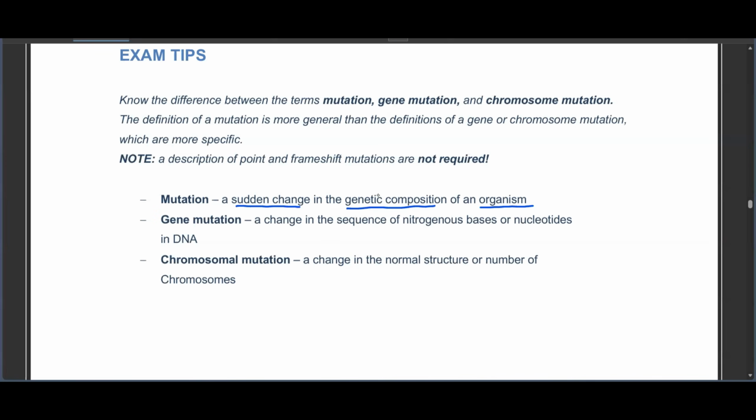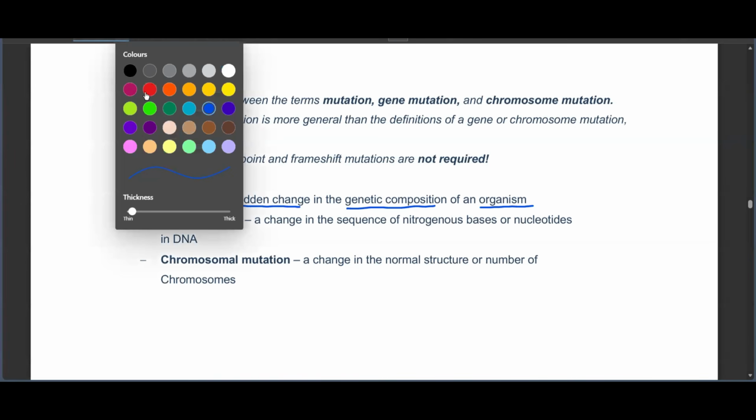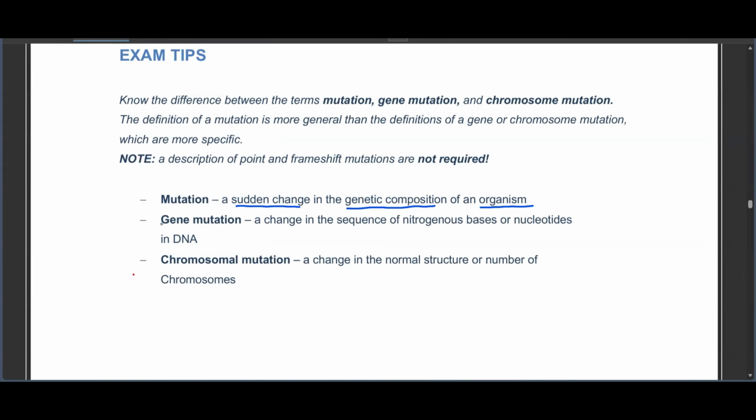Okay, so basically we have got two types of mutations to consider here. We have got a gene mutation as well as a chromosomal mutation, right? So the gene mutation happens when there is a change in the sequence of the nitrogenous bases or the nucleotides in DNA. Remember, guys, we already talked about this one in term 1. We say that a mutation or a gene mutation is basically when there is a change in the sequence of the nitrogenous bases or the nucleotides in the DNA.